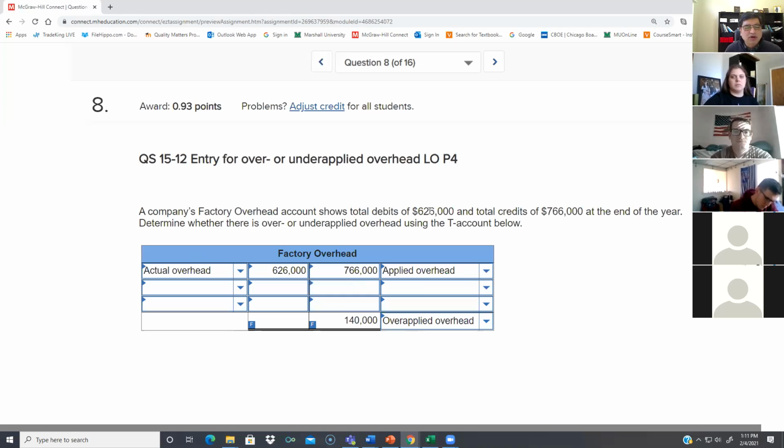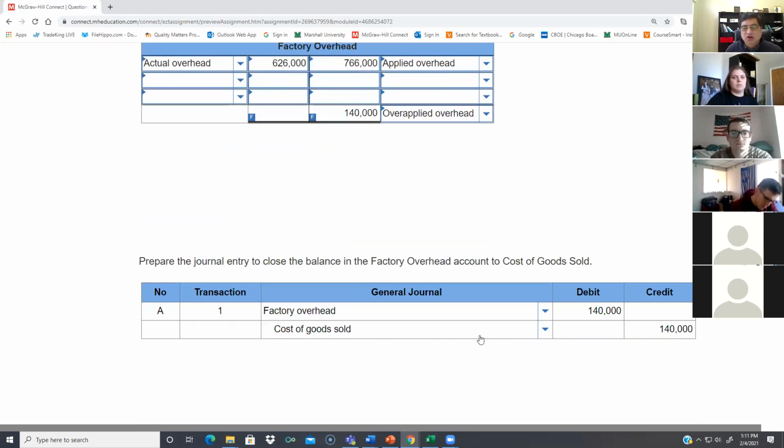So here is another question. It shows a total debit of 626,000, credit of 766. So we know this is the actual and this is the applied. So applied is more. So it is an over applied by 140,000. To close the account, you debit it by 140,000 and credit cost of goods sold by 140,000. So what is it actually doing? You applied more overheads than needed, but actuals were only 626. So you're bringing it down, in the income statement, to 626.